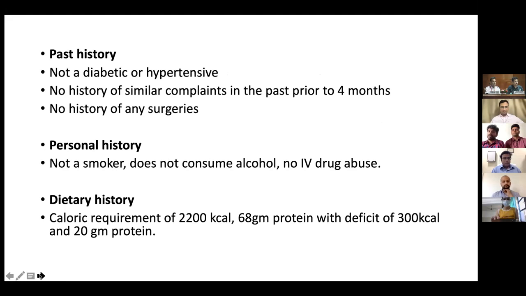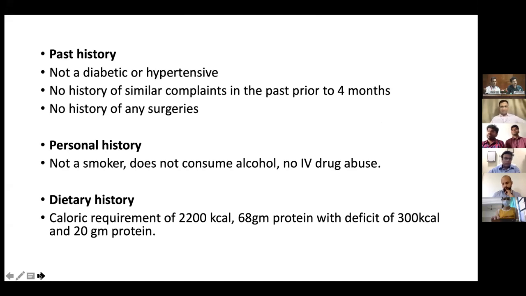His past history, he is not a diabetic or hypertensive. Prior to the past complaint 4 months back, he did not have any similar complaints before that. There is no history of any surgeries. He is not a smoker. He does not consume alcohol, and there is no history of IV drug abuse.